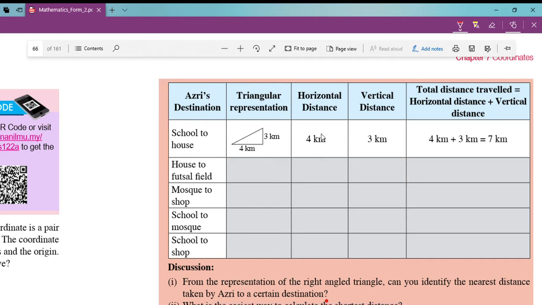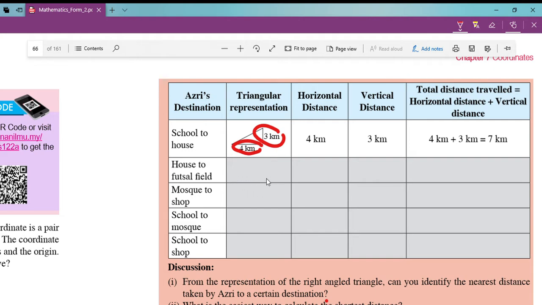4 km for horizontal distance. Horizontal means mendatar, like this. It's a straight line for this part, 4 km, and then go up for 3 km. So when you sum up, in total you get 7 km. Let's try the next question together. From the house to the futsal field.